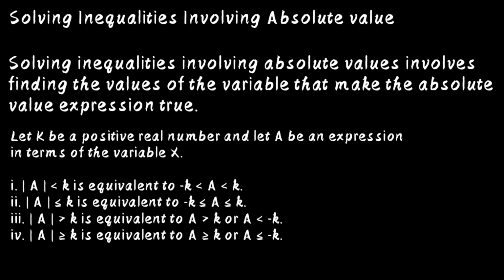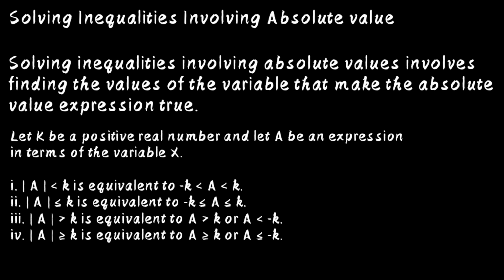Let k be a positive real number and let a be an expression in terms of the variable x. First, absolute value of a less than k is equivalent to negative k less than a less than positive k. Second, absolute value of a less than or equal to k is equivalent to negative k less than or equal to a less than or equal to positive k.